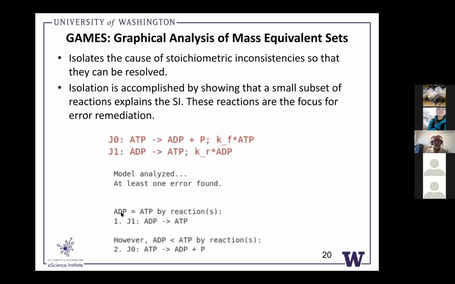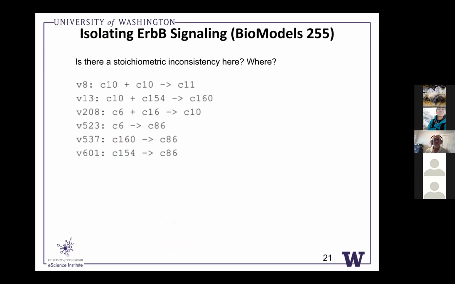And the proof is sort of the logic behind which reactions are involved. So for example, it would say that the mass of ADP and ADP must be equal because of this reaction, the J1 reaction, this uni-uni reaction. But ADP has to have a mass less than ATP because of this reaction. And from this, it concludes that there was an error. So that way you've isolated, in this case, it doesn't help because there are only two reactions. But in a larger network, this is a big deal.